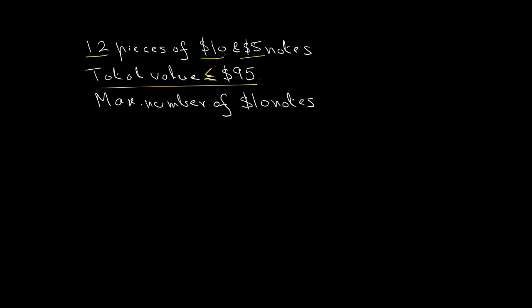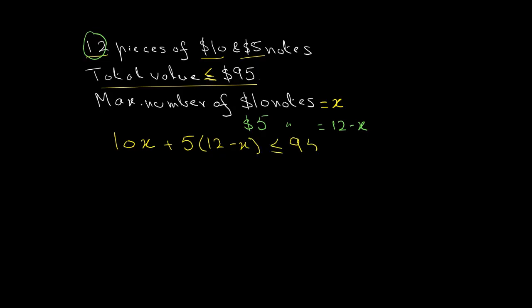So let's say the number of $10 notes is equal to x. Now what's the amount of money that he has? Well, it's going to be 10x because he has x $10 notes. And since he had a total of 12 notes, the number of $5 notes must be equal to 12 minus x, right? Because the total notes were 12. So I can say 10x plus 5 into 12 minus x must be less than or equal to 95, because this is the total amount of money he has.